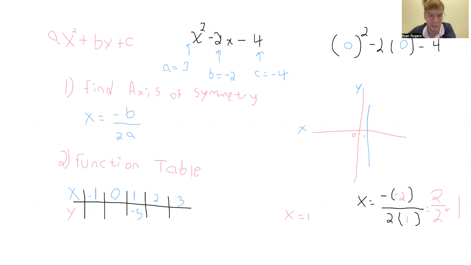If this were in class, I don't think I'd be moving this fast. I'd be going a little bit slower, but I'm trying to hurry up the recording. And then I can change this 0 and put a -1. So -1 squared is a +1, but -2 times a -1 is a +2, right? And then we have -4. So this is all going to equal a -1 as well.